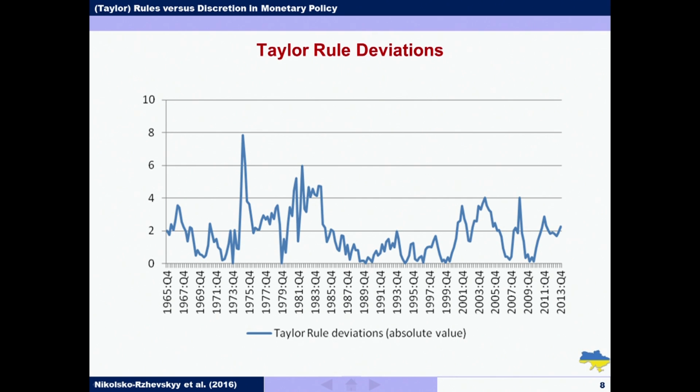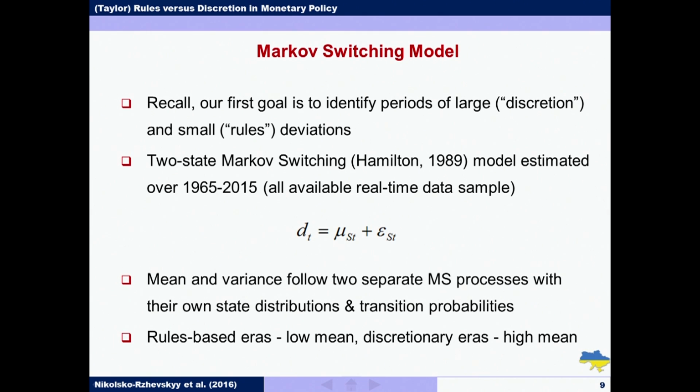We use several of them, but one I want to talk about today is the Markov switching model. Here we assume that these deviations switch between two states, low deviations and high deviations. And those switches occur following some Markov switching process. So there are two states, and the system switches between state 1 and state 2.